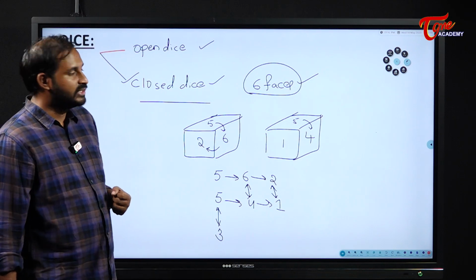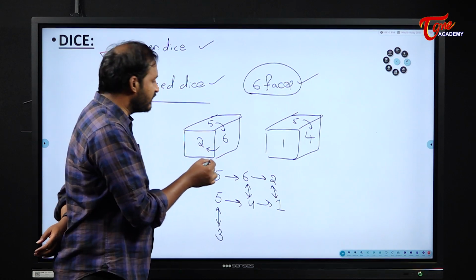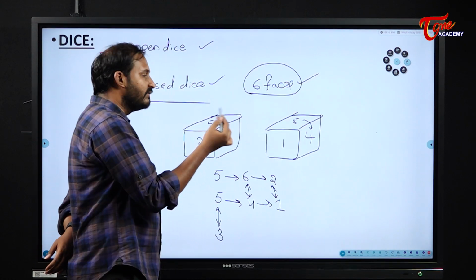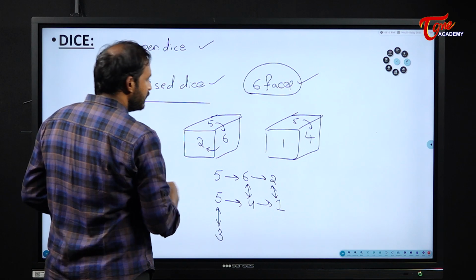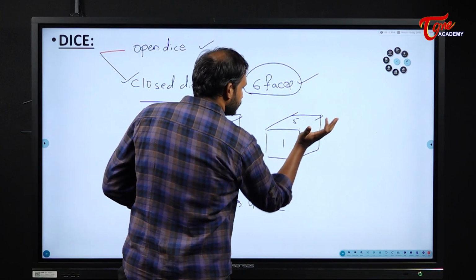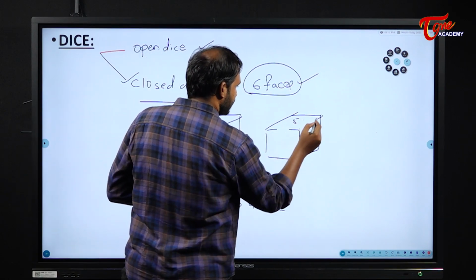Now see here, students. Not only 5 at this position, you may think, sir, 5 is here at the top, not here. If they change their positions also, for example, let us assume that I will change the positions for your better understanding.